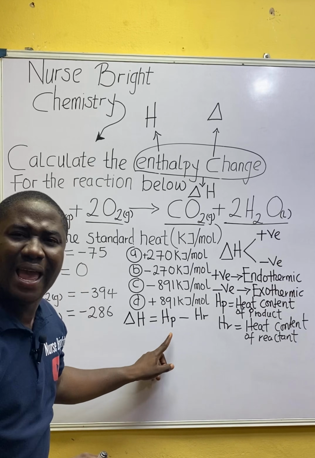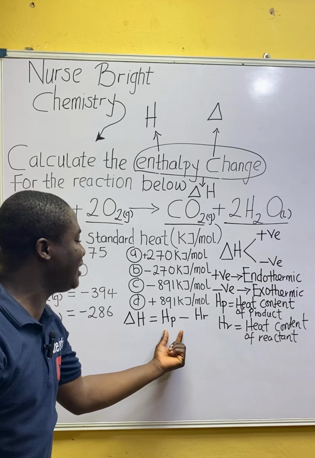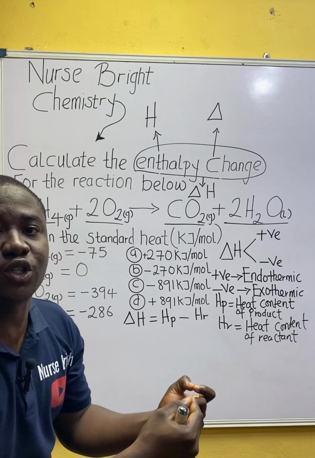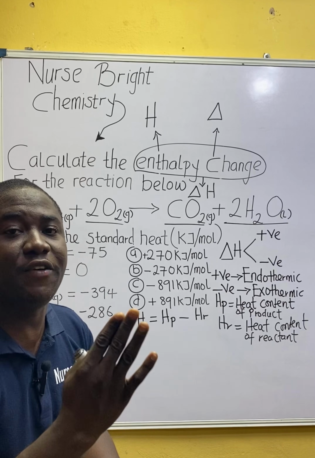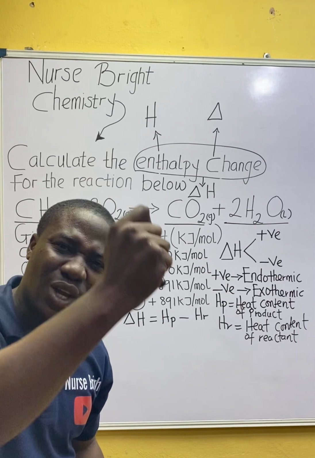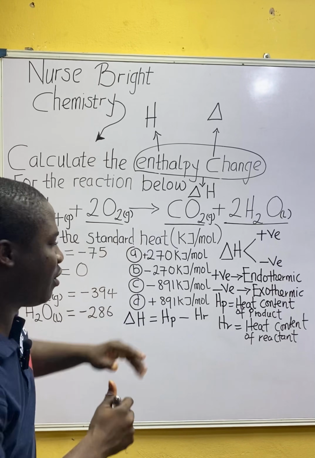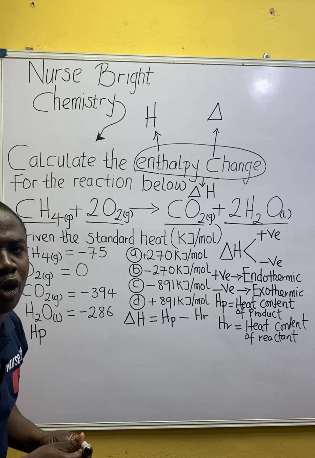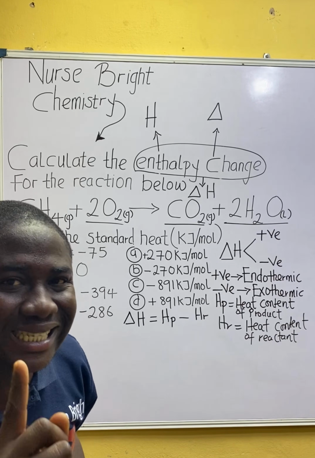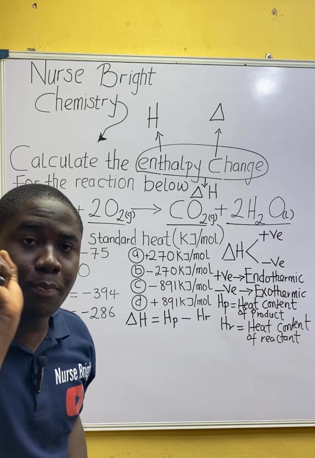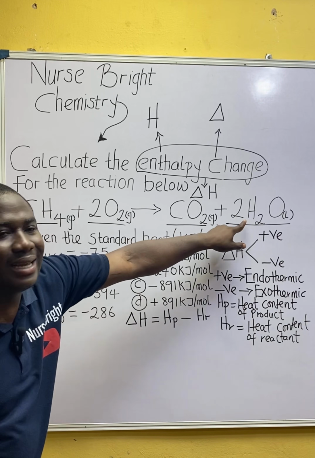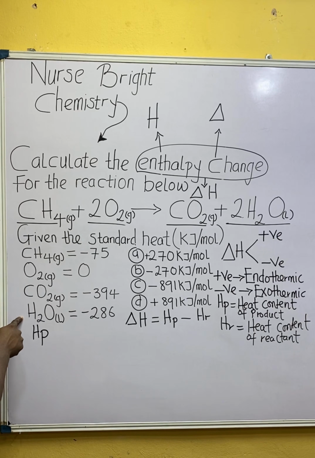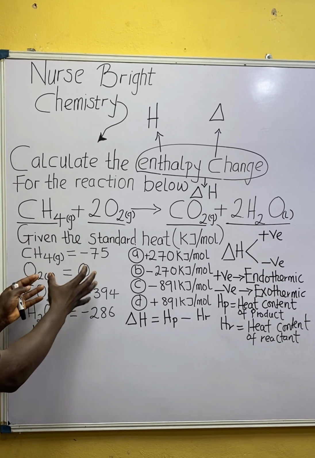So moving further, remember what we're looking for is delta H, which is the enthalpy change. And the formula is what? HP minus HR. This is HP, this is HR. So first, before you bring them together and subtract, you have to calculate individually for your heat of product and your heat of reactant in this reaction. So let's quickly come here. HP is heat of product. What are my products? Listen very well. My products are CO2 and H2O. So I will look for CO2 and H2O in this particular information.